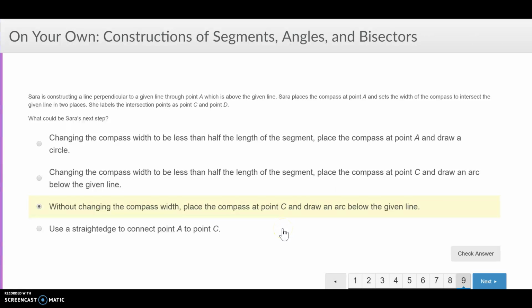Sarah is constructing a line perpendicular to a given line through A, which is above the given line. She places the compass on point A and sets the width of the compass to intersect the line in two places. She labels the intersections C and D. Her next step, without changing the compass, she's going to put it on point C and draw an arc below the given line.